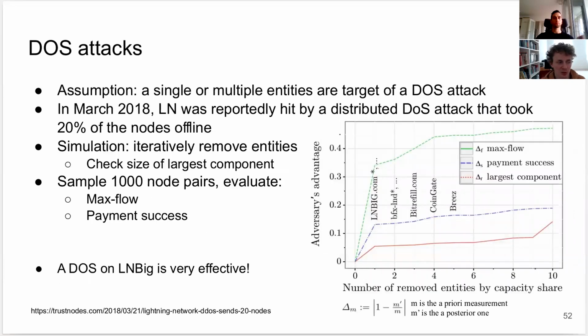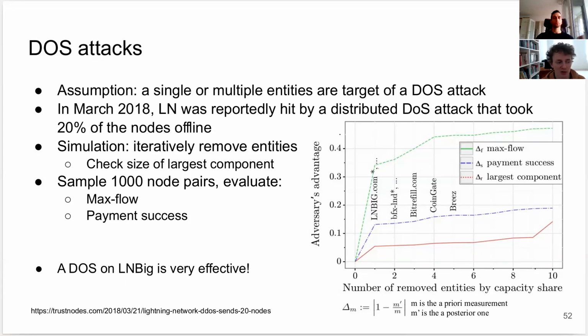So then let's talk about denial of service attacks. Interestingly, in March 2018, it was reported that the Lightning Network was hit by a distributed denial of service attack that took down about 20% of the nodes. So the assumption is now, what if one of these large entities by capacity share were to be attacked by such an attack? And so to simulate this, we iteratively remove entities with high capacity shares and then check, for example, what is the size of the largest component of the Lightning Network graph.